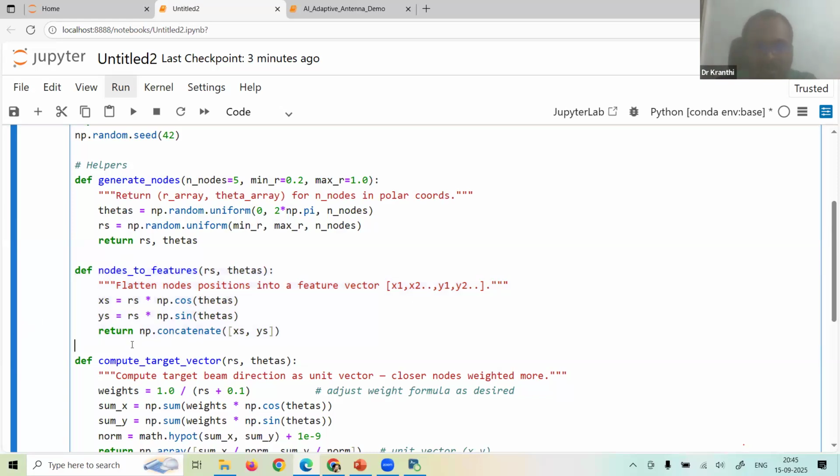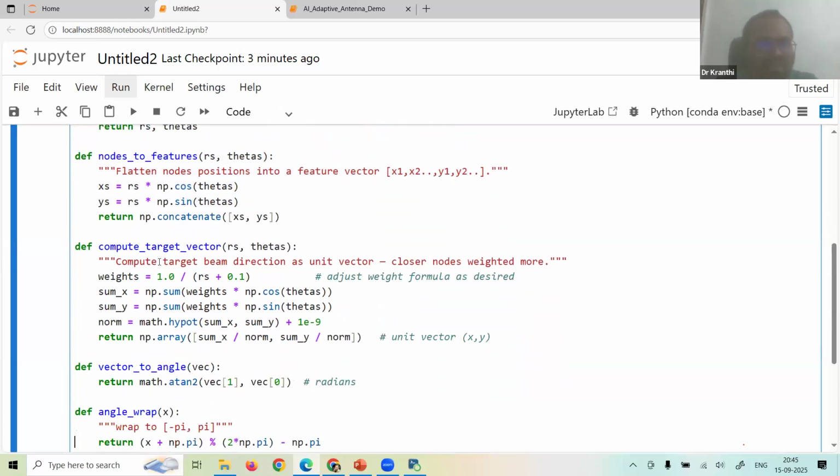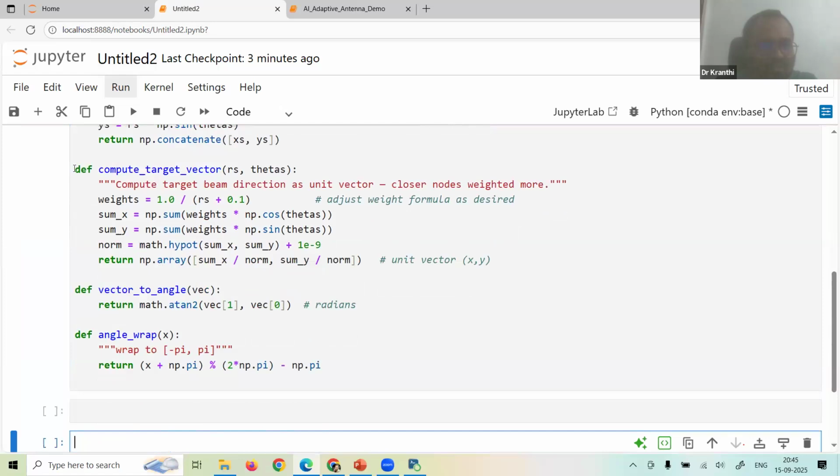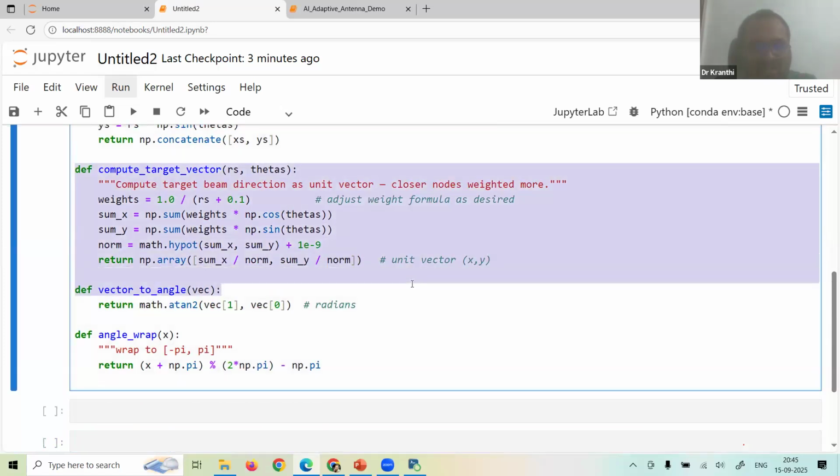And next, this particular function is about compute target vectors. The main point is it calculates the best beam direction by giving more importance to nearby nodes. I believe you know the basic signal to noise ratio formula. We need more priority for closer nodes, which have a higher SNR, and farther nodes have a lower SNR. That is signal to noise ratio. For closer nodes, it is more. We need to capture those things.